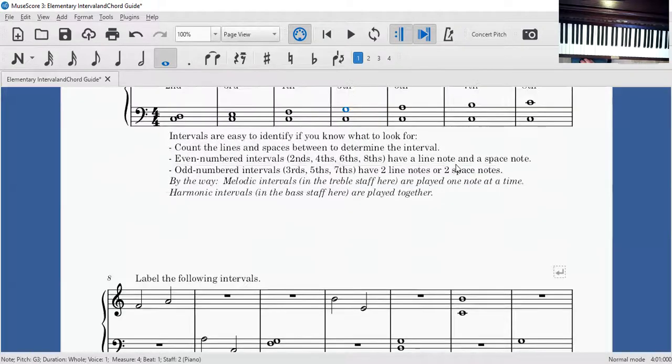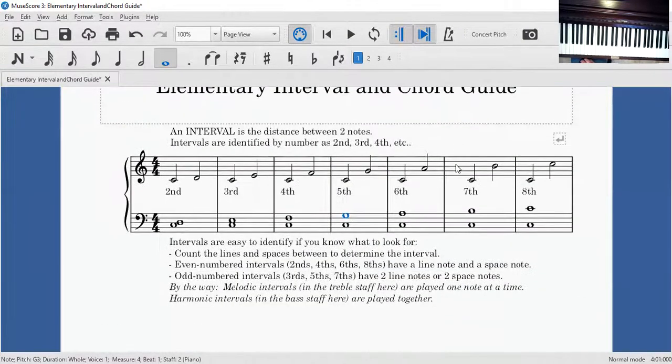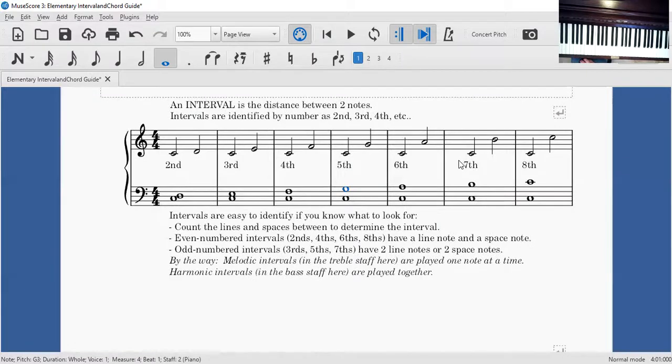Okay, so that is the trick list for figuring out what an interval is.